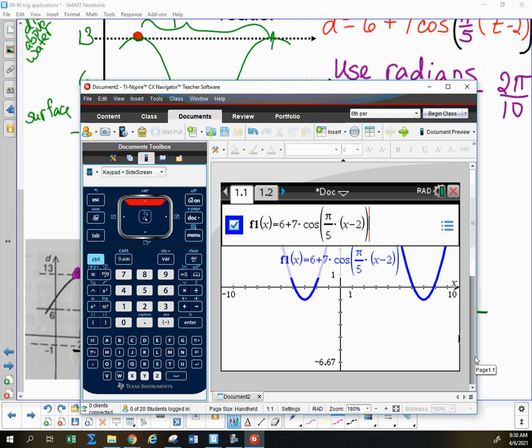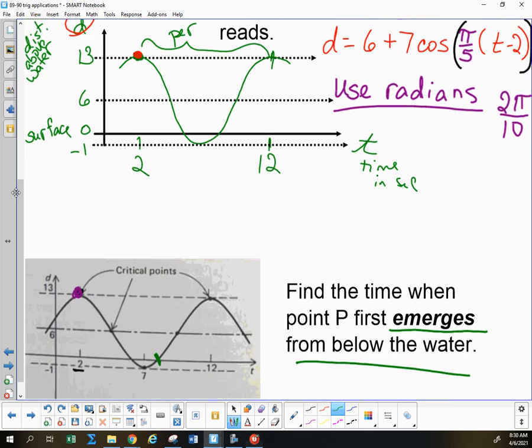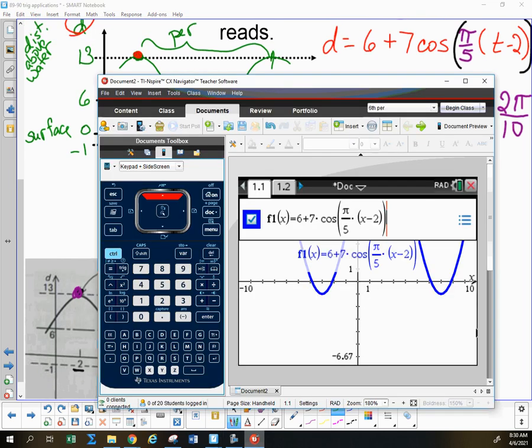And you're going to enter our equation that we had written down. And let's see if I can get it where we can see that. So this equation that we wrote down that you see at the top of the screen, except f1 of x instead of d, equals 6 plus 7 cosine, and then we're going to have that double parentheses, pi over 5, and then the second parentheses start, and x, not t, minus 2. And then enter.